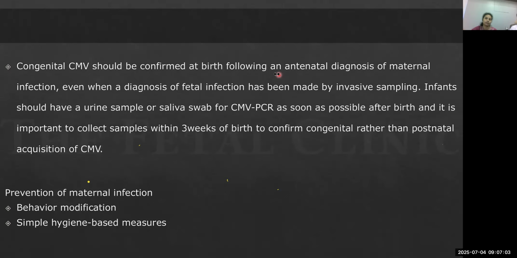In previously seronegative patients now detected with CMV specific IgG, what does it mean? Between that time and now, they have got an infection and they have developed immune status towards that. So the timeline will matter.